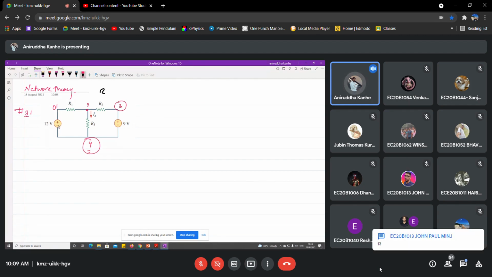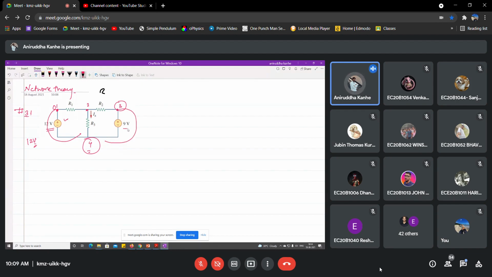Now, the node 1 voltage is directly available to you. It's 12 volts because with respect to this node and ground, there is a source connected to it. Similarly, with respect to this node and ground, there is a source connected to it, that is 9 volts. Now, there is only one unknown node, that is node number 2. So here also you can apply the nodal analysis. You need not do anything with node number 1 and node 3 because those voltages are already there with you.